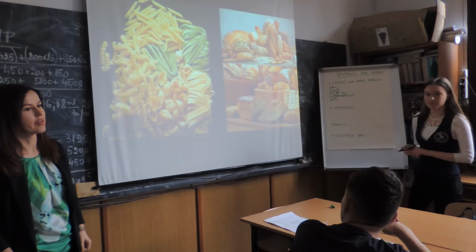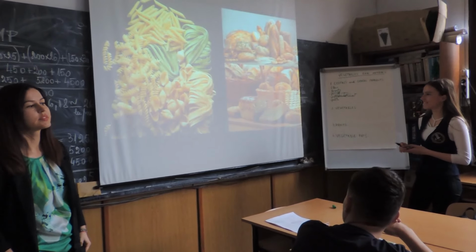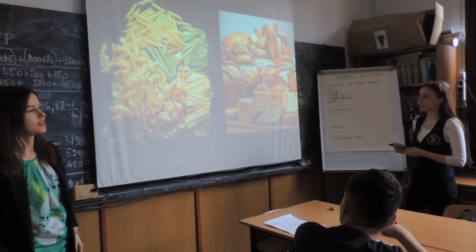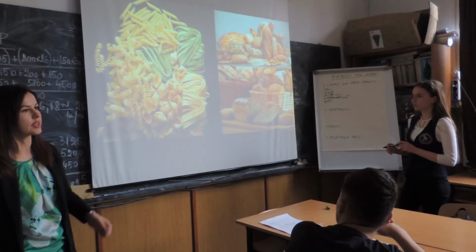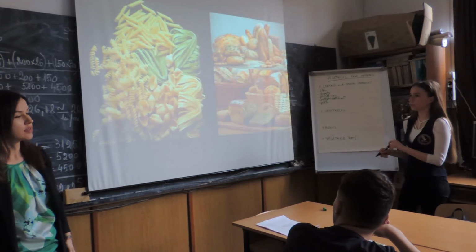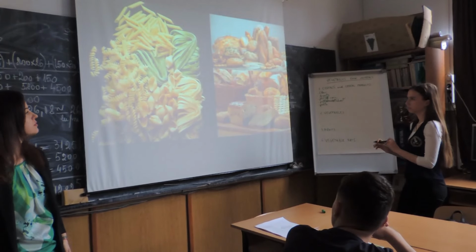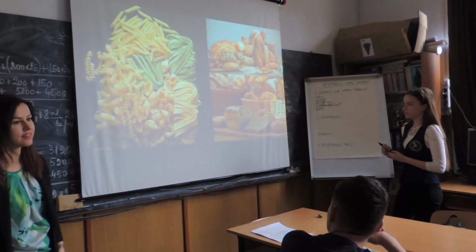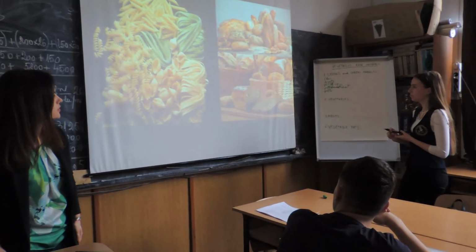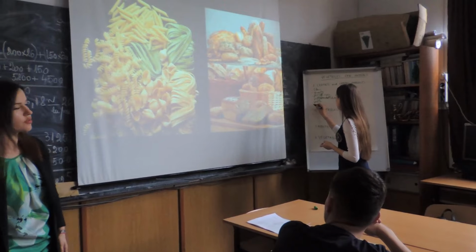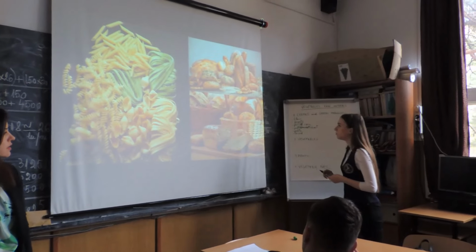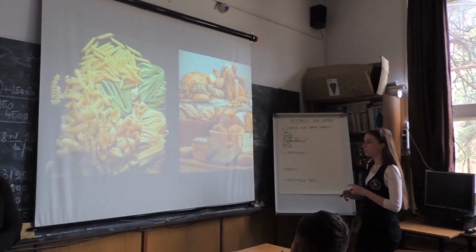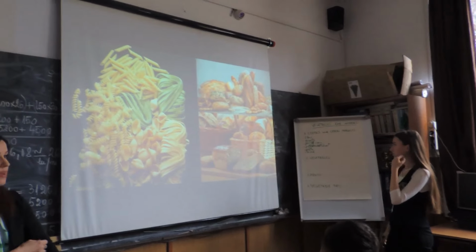Why do you think they're green? They added spinach. Okay, so some of them have extra ingredients like spinach. What else can we put in pasta? Tomatoes. Eggs. Okay, good. And the pictures on the right: bread. So pasta, bread, and other products like muffins. Okay.